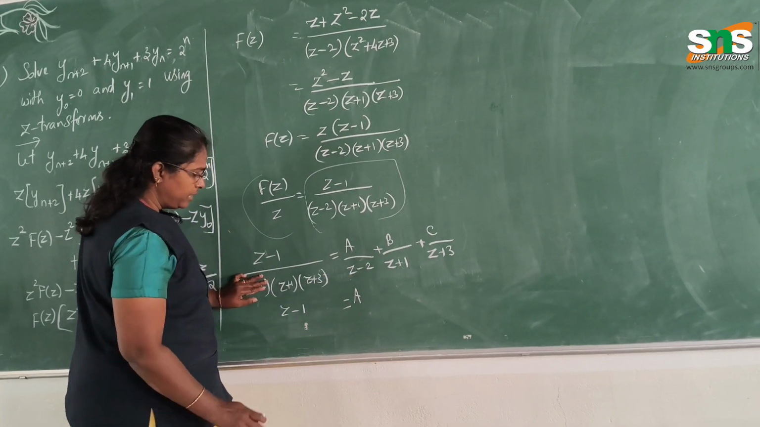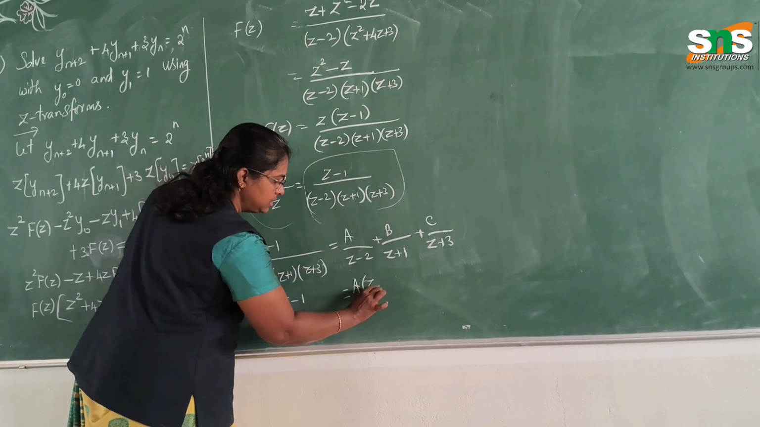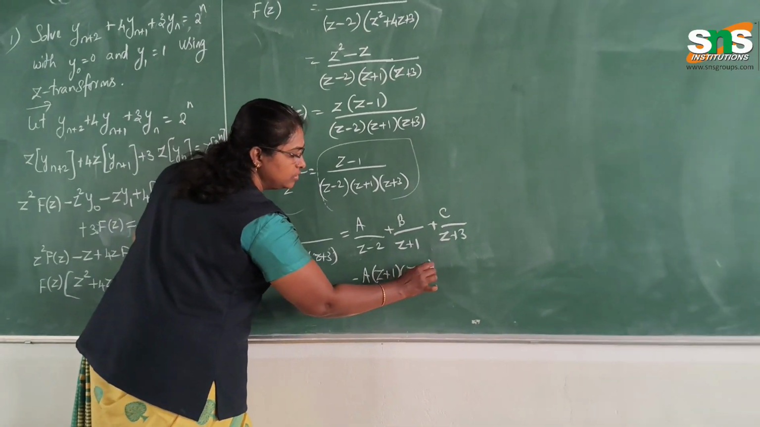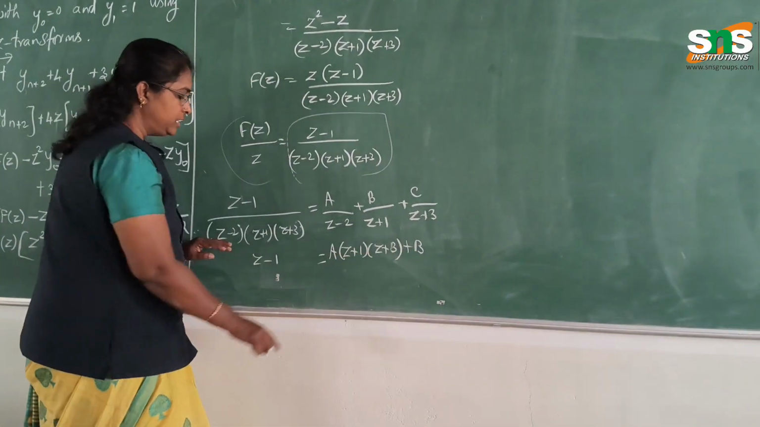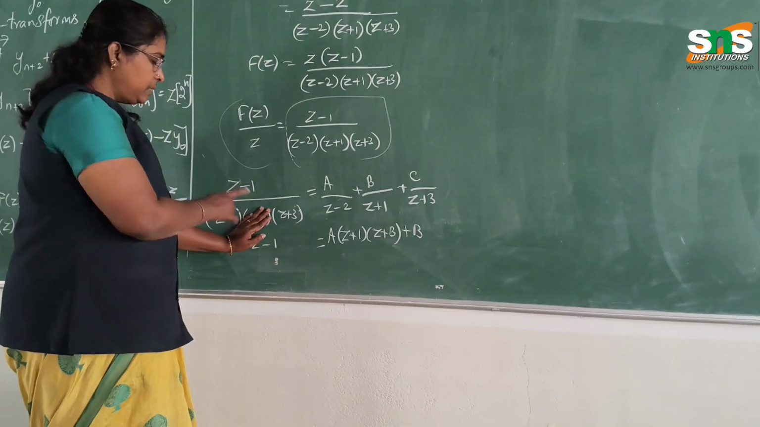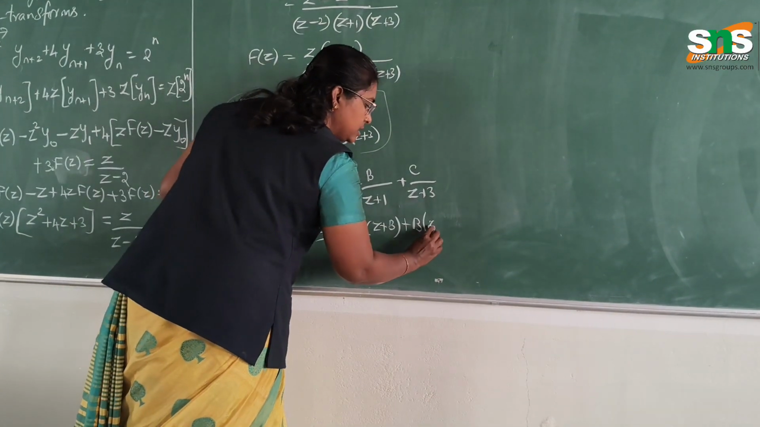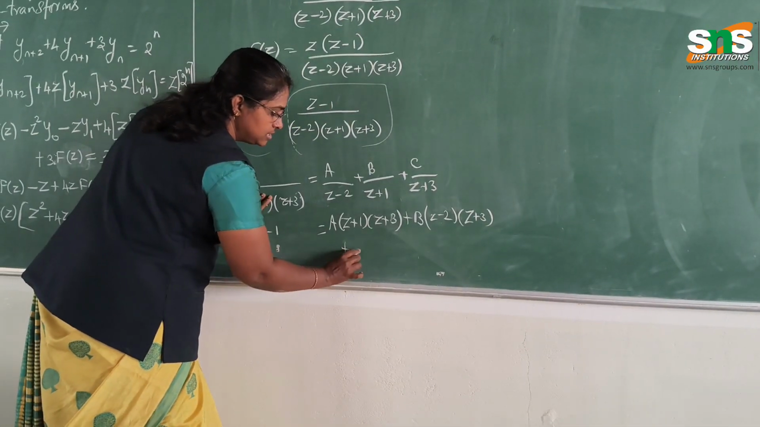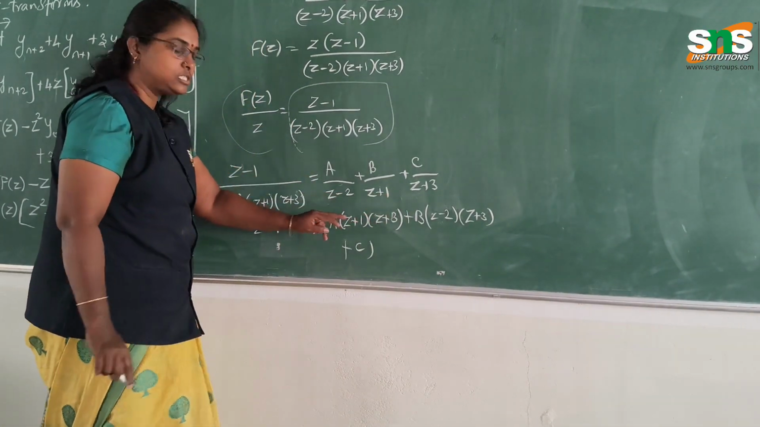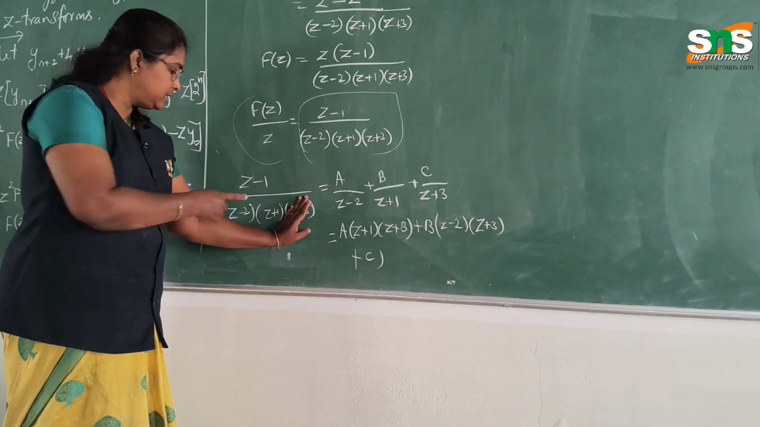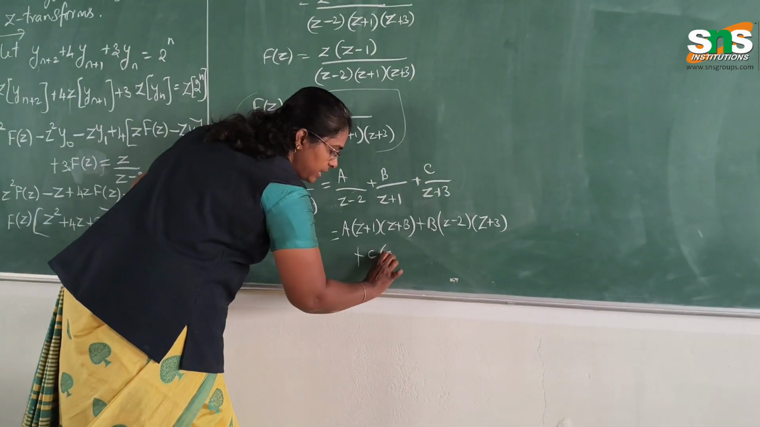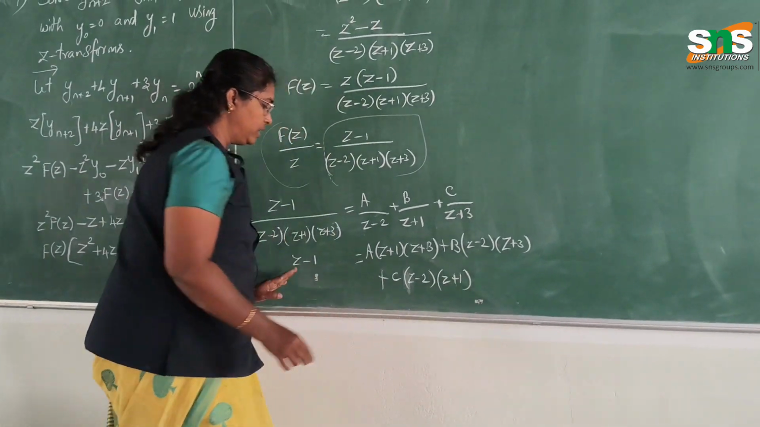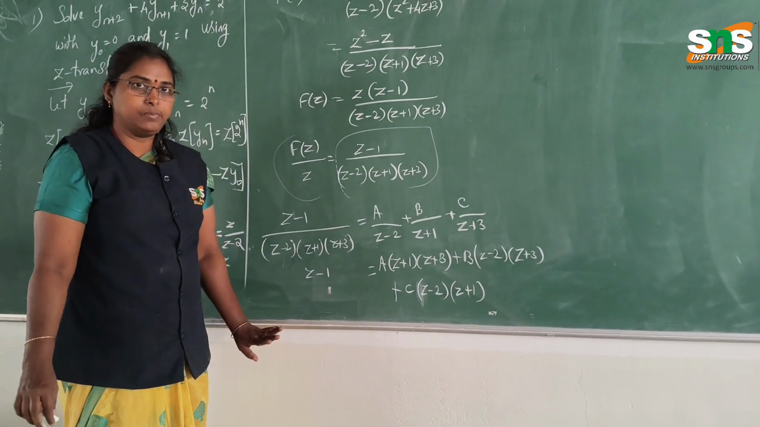So close z minus 2, the remaining 2 we write as z plus 1 into z plus 3, and plus B into, for B the denominator is z plus 1. Close this one, the remaining 2 we write: z minus 2 and z plus 3, plus C into, so what is C's denominator? z plus 3. So z plus 3 alone closed, and the remaining 2 we write: z minus 2 into z plus 1. So equating the left-hand side and right side, you will get some answer.